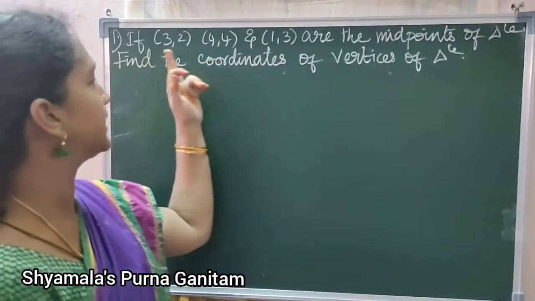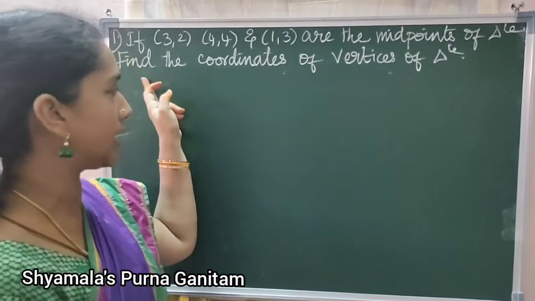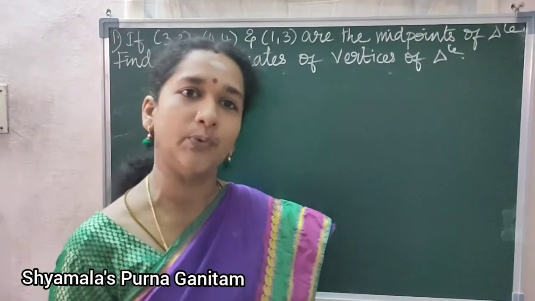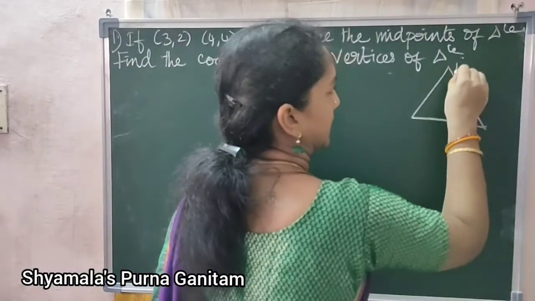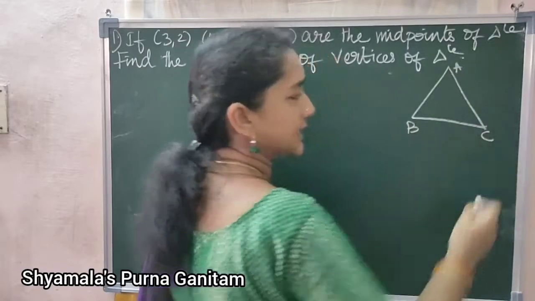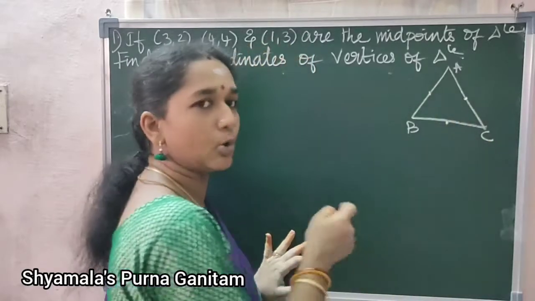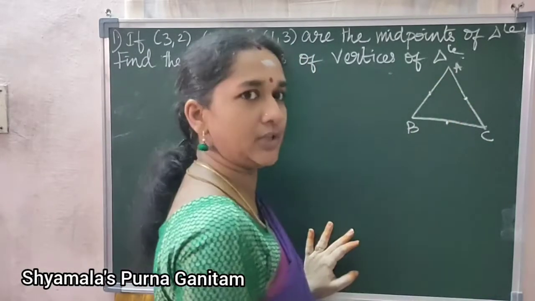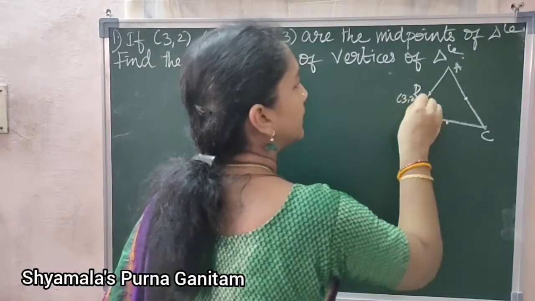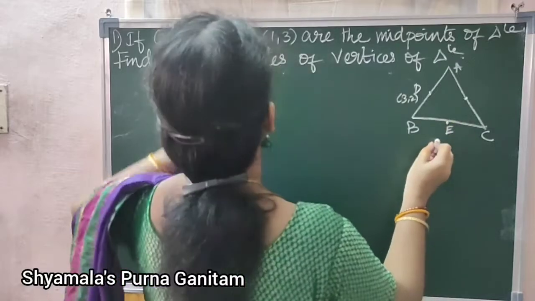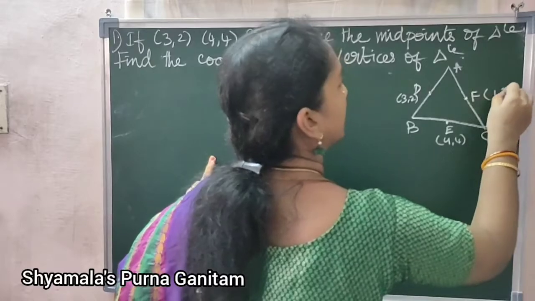The first sum is: if (3, 2), (4, 4) and (1, 3) are the midpoints of the sides of a triangle, find the coordinates of the vertices of the triangle. What is given? The midpoints of the triangle are given. If ABC is a triangle, the midpoints are given, and you are asked to find the coordinates of the vertices. So this is D, given as (3, 2). E is given as (4, 4). And F is given as (1, 3).